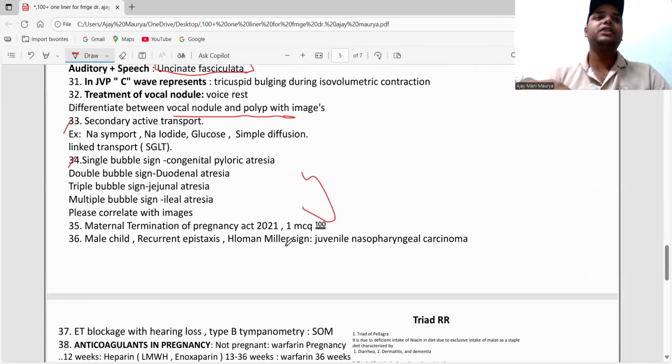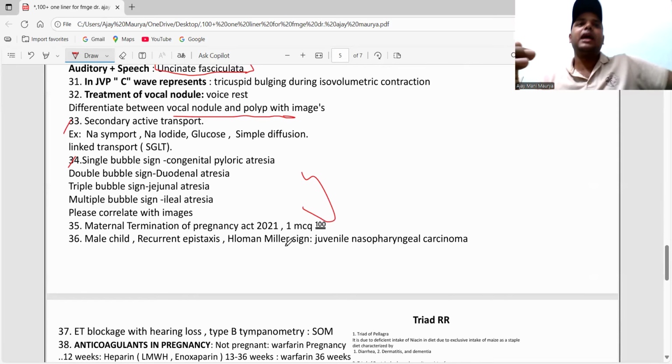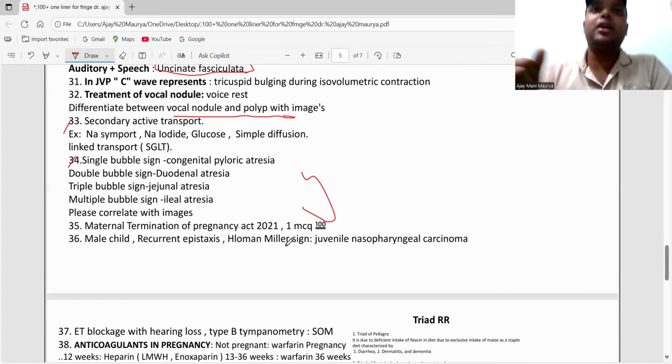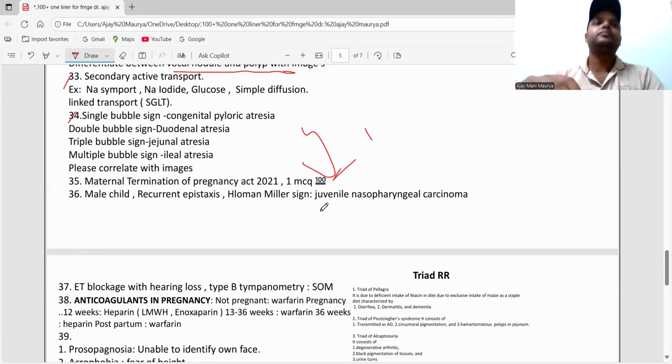Next one is the Medical Termination of Pregnancy Act, MTP Act 21, meaning until 20 weeks, one doctor's opinion; 22 to 24 weeks, two doctors' opinions. Now that one, MTP Act, will come as an MCQ.